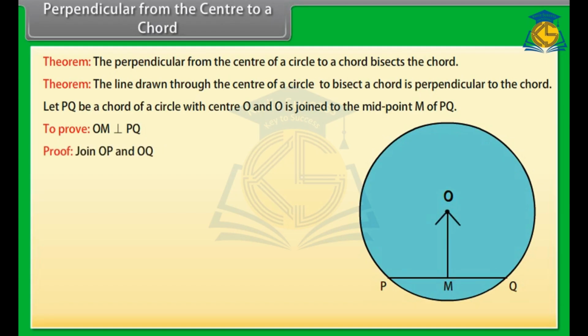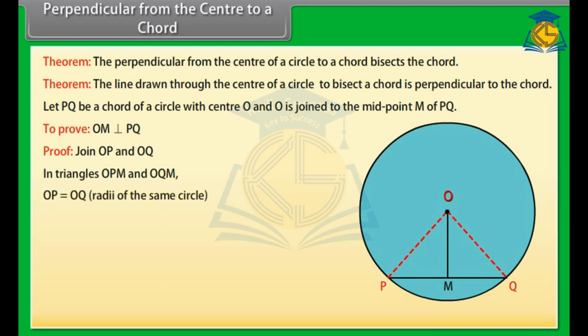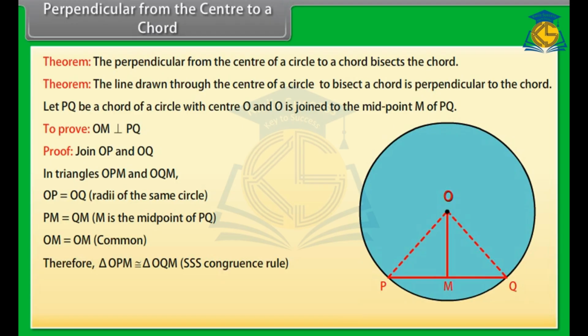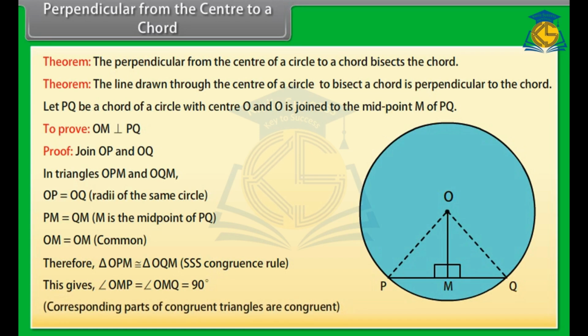To prove, OM is perpendicular to PQ. Proof. Join OP and OQ. In triangles OPM and OQM, OP is equal to OQ because these are the radii of the same circle. PM is equal to QM because M is the midpoint of PQ. OM is equal to OM, common. Therefore, by SSS congruence rule, triangle OPM is congruent to triangle OQM.